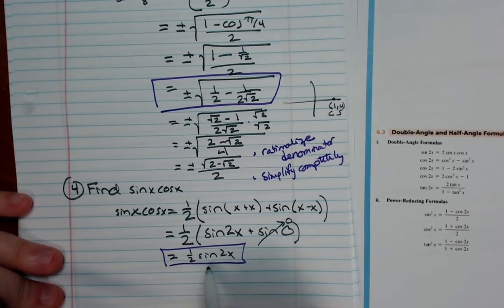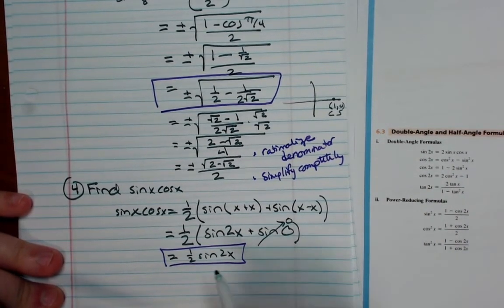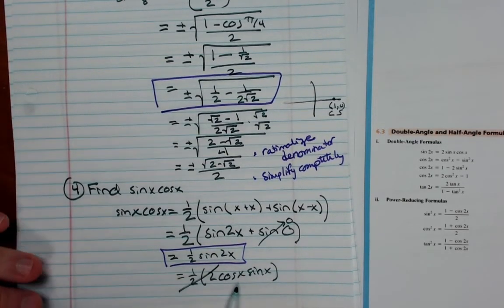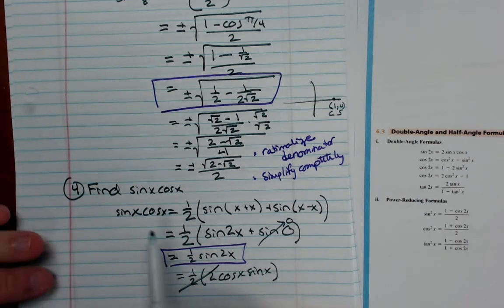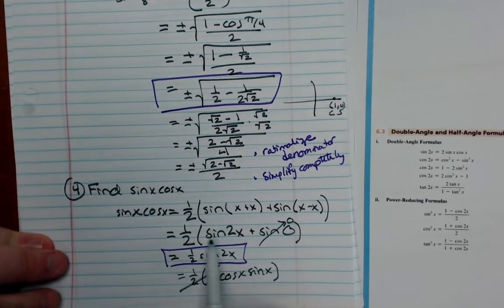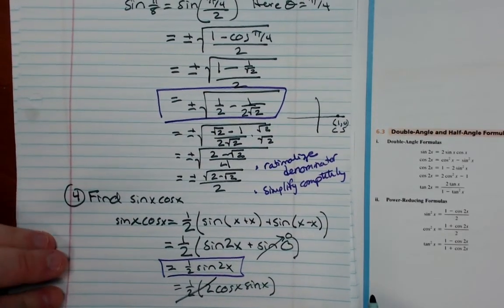But we know that sine 2x is 2 sine x cosine x. And so that's half of 2 cos x sine x. Those halves cancel, and look, sine x cos x equals sine x cos x. Okay, so that means we didn't make a mistake in our algebra because we got back to where we started. But you can stop there at half sine 2x.